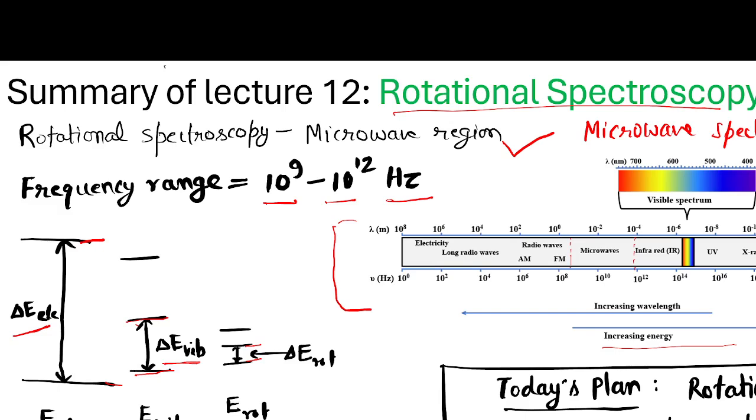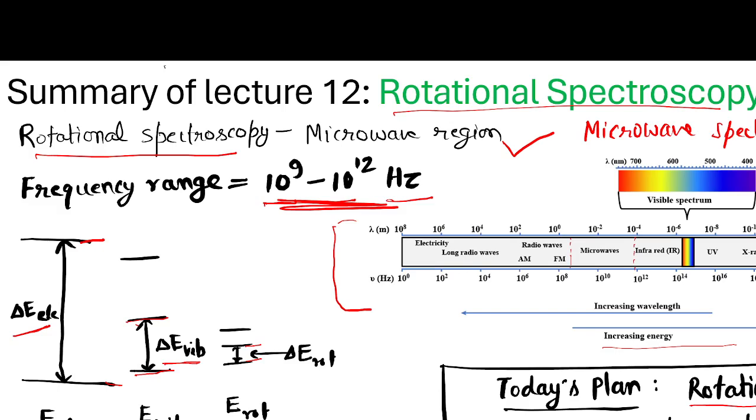So today's plan: first we saw that rotational spectroscopy comes in this range, and the second thing we saw is that the energy level difference is very small compared to the other two. The third is to discuss rotational spectroscopy itself. Rotational spectroscopy means, let's say we have a molecule, how this molecule rotates around one axis and how this rotation gives rise to a spectrum. We will see all the details, why we are studying rotational spectra, and what kind of information we can get from here.